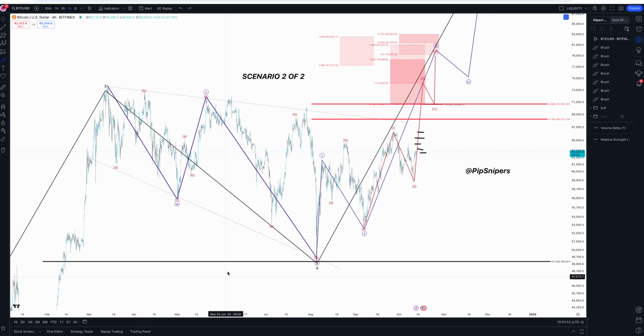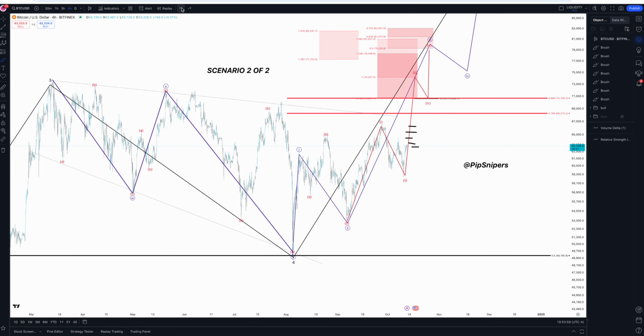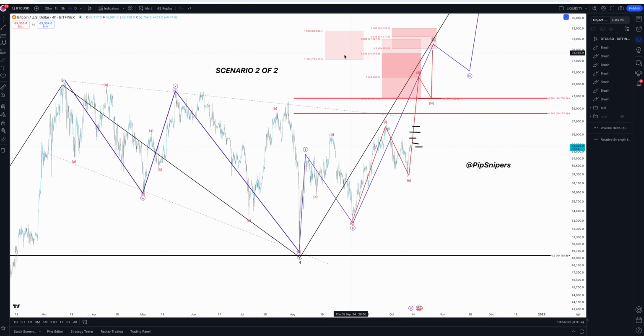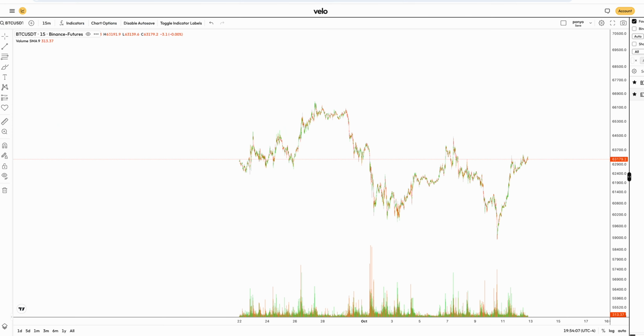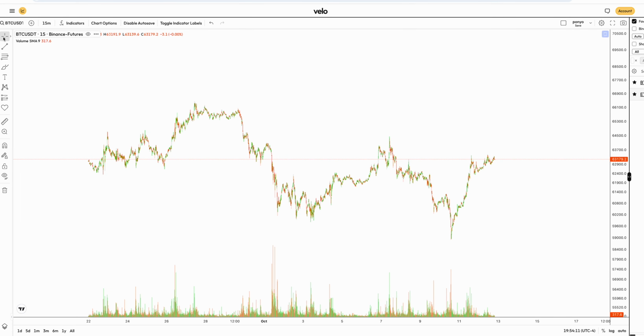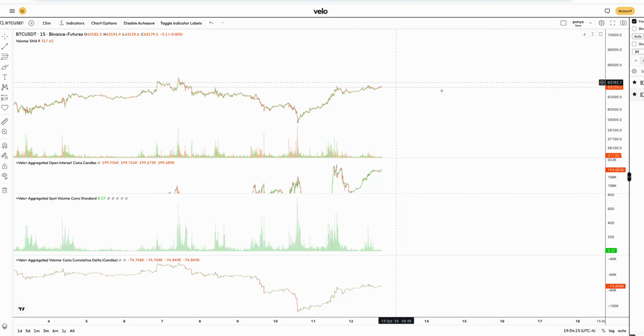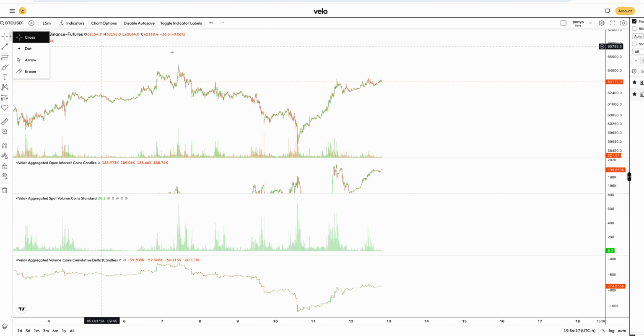Where this is, instead of an A, B, C, D, E, it's just a W, X, Y, and now we're ready to start our grind to the upside. Now, some interesting info that I'd like you guys to be aware of is the Velo data on the back end. When we take a look at the Velo data, we do see that spot is distributing on this move up on the weekend.